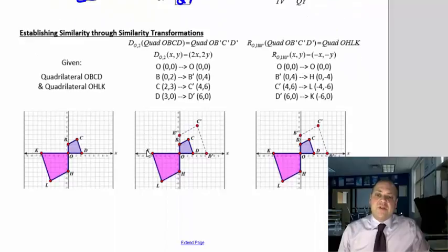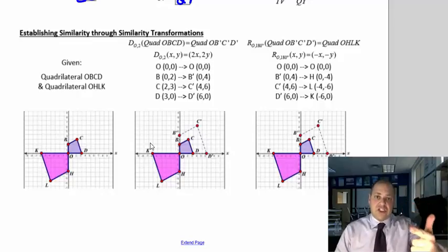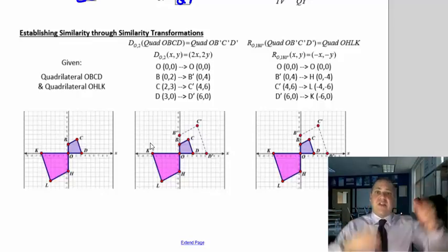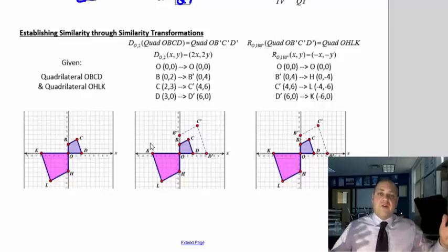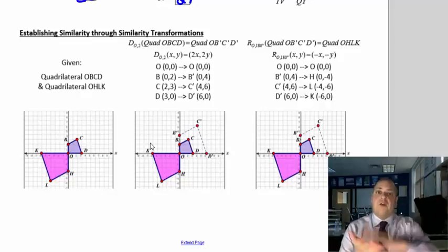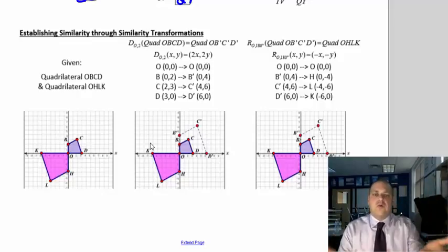Now, establishing similarity through similarity transformations. This is what we talked about on the front page. Dilation, translation, reflection, rotation. You could do 1 of them, 2 of them, 3 of them, 4 of them, 5. We're not going to do that many. You could do a dilation, then a rotation, then a reflection, whatever. If that happens, you have what's called similar figures because you did similarity transformations. We're just going to do 1 or 2 or 3. We're not going to go crazy here.